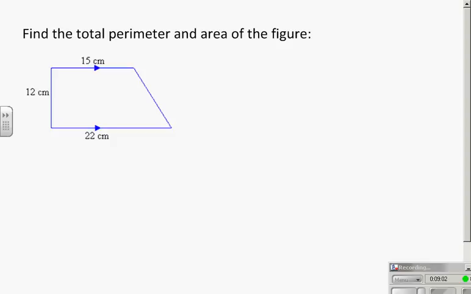Now to find perimeter is distance around, and we seem to be missing a key component, and that key component is this right angle. So if here to here is 15, because I've now made a rectangle, the whole base is 22, that makes this piece right here 7. It makes this piece here 12 because this is a rectangle.